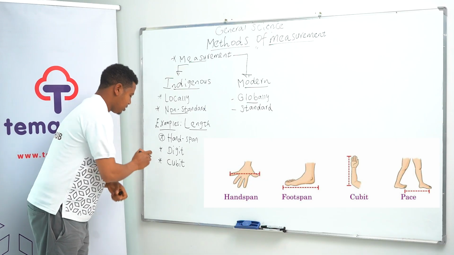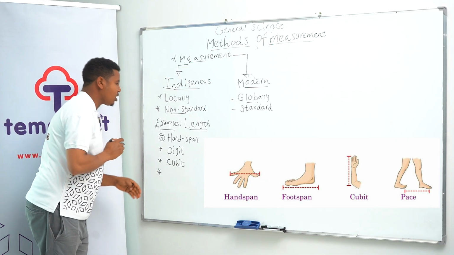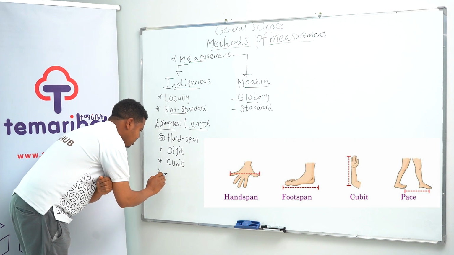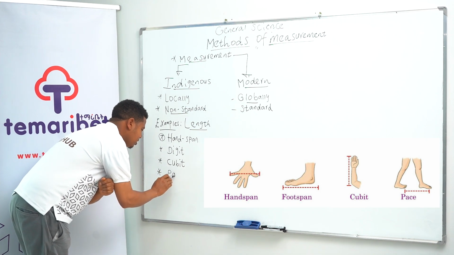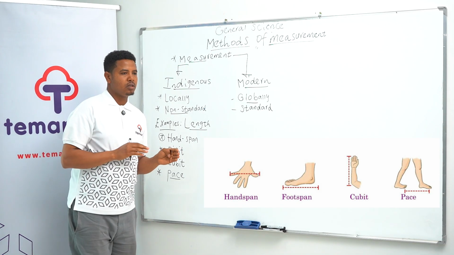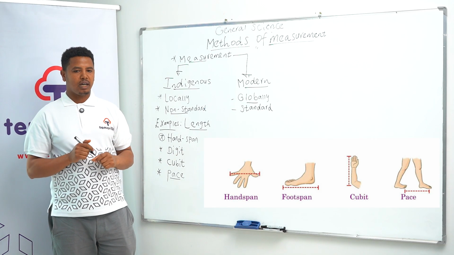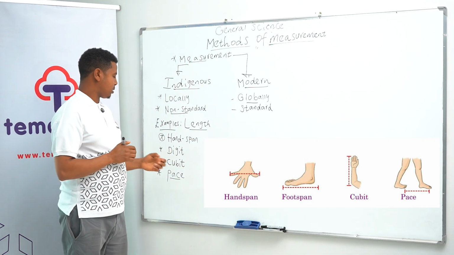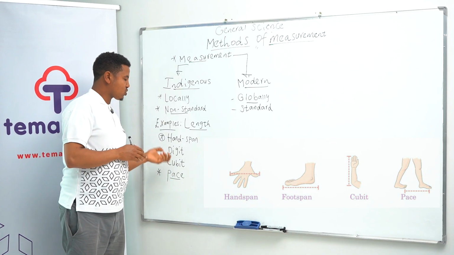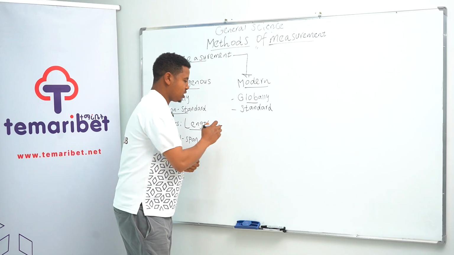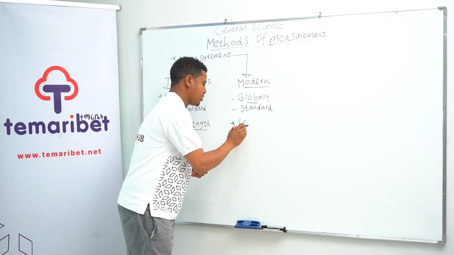So these are the common units of indigenous measurement, and others like the pace, which is the distance of one step of an adult. We call it a pace. These are the most common units for length only. Now let's see the modern units for length.